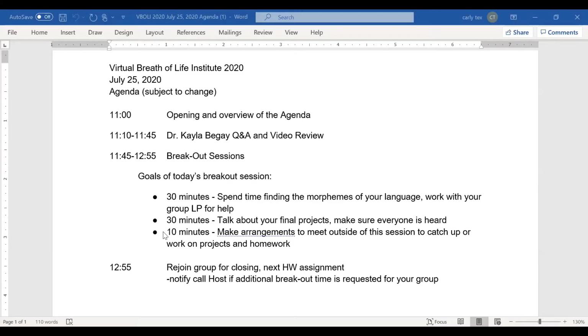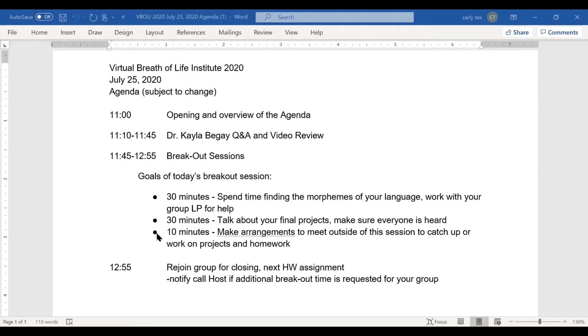And then the last 10 minutes or so, that's an opportunity to just take care of making arrangements with your linguistic partner or with each other in your groups to meet outside of the session if you need to do some catching up, or if you need to spend some extra time on the homework assignment, or to spend some extra time on your project and details around that.